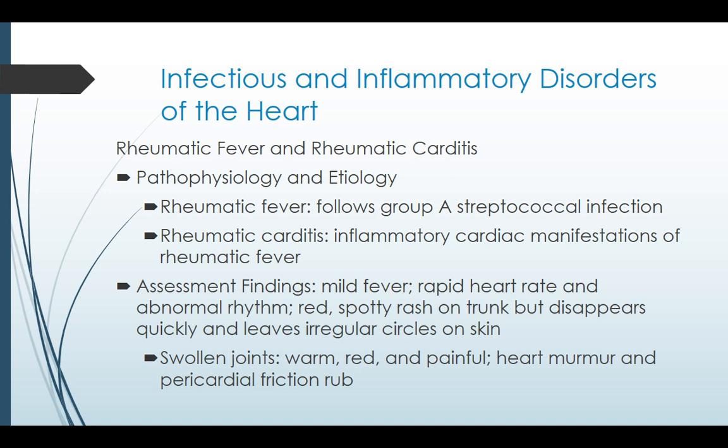During the assessment findings: mild fever, rapid heart rate, and abnormal rhythm. Red spotty rash on trunk but disappears quickly and leaves irregular circles on the skin. That is a key point that you're going to need to know. Okay? So please remember that.